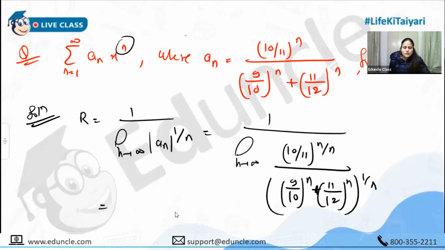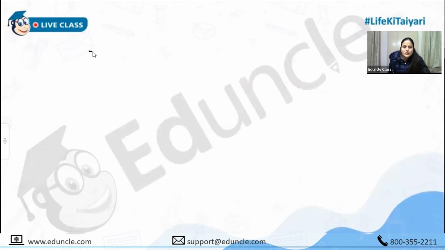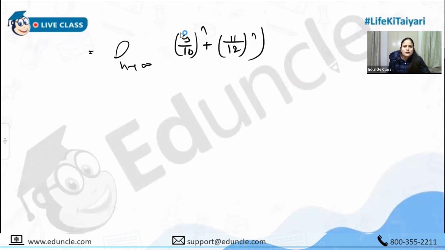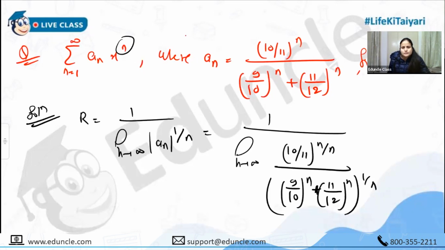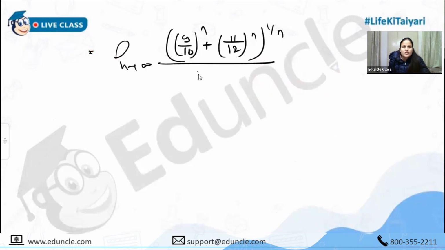So it is nothing but limit n tending to infinity of ((9/10)^n plus (11/12)^n) to the power 1 by n, upon 10 by 11. Okay, now how will you find this limit?